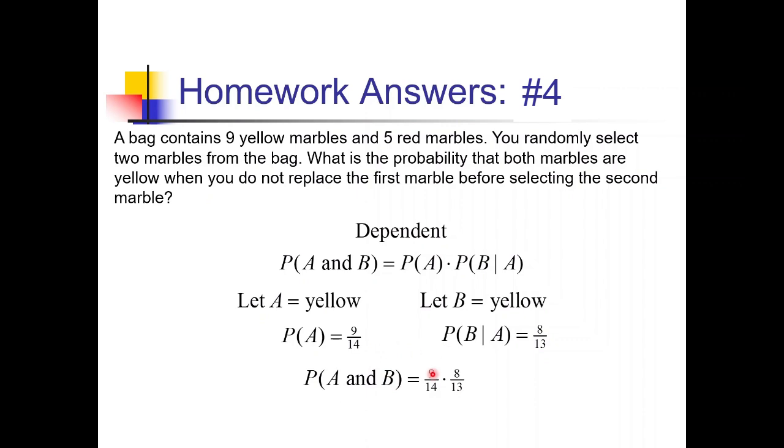And if we want, we could reduce this a little bit. So 8 over 14, that can reduce to, let's see here, this could be a 4, this could be a 7. So 9 times 4 would be 36. 7 times 13 would be 91, so 36 over 91 for this one.